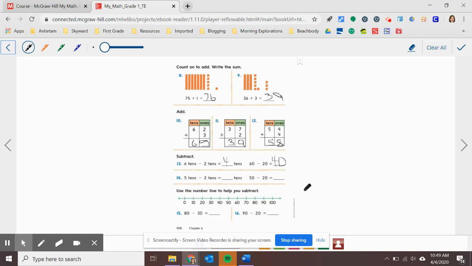We're going to do the same thing for number 14. This time we're starting with 5 tens, and we're subtracting, we're taking away 2 tens. So let's count backwards again. You're going to hold up that fist and say 5, and then we're going to count back 2 times. Ready? 5, 4, 3. So 5 tens minus 2 tens equals 3 tens. And that means that 50 minus 20 equals, you got it, 30.